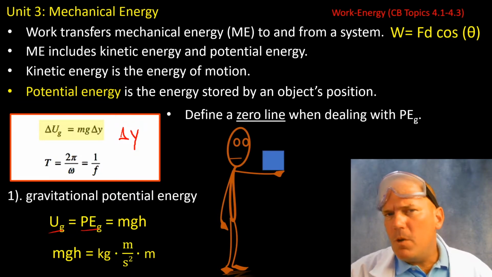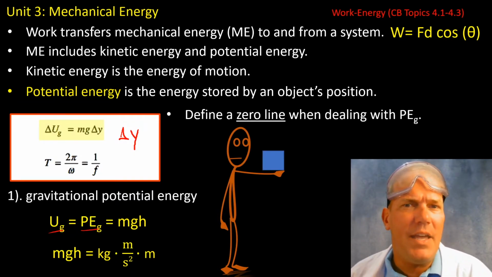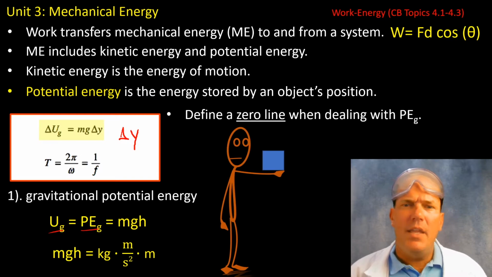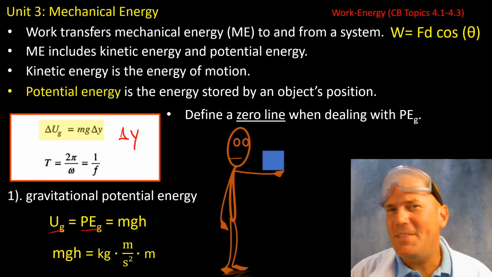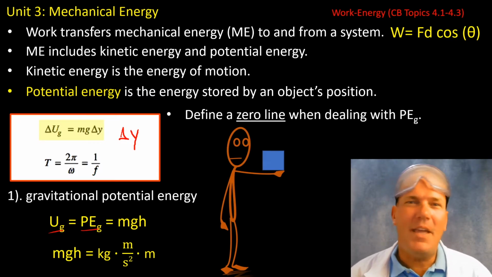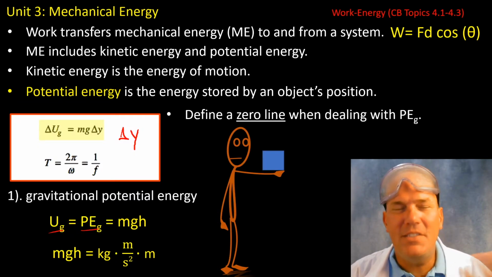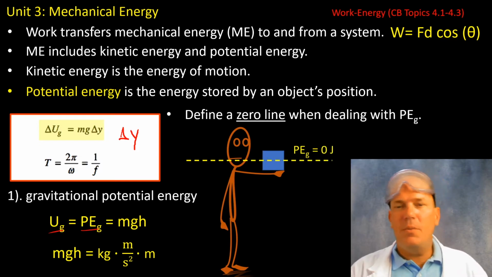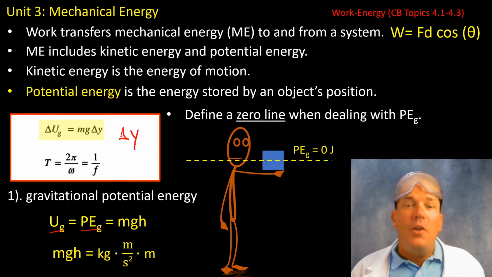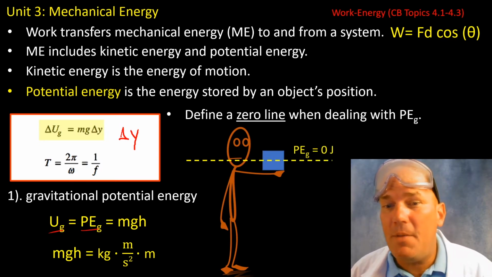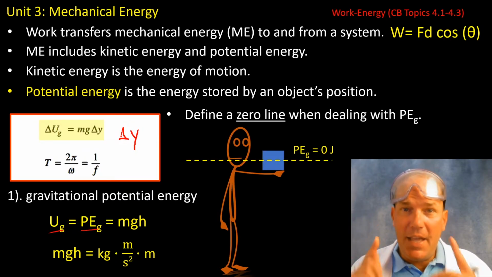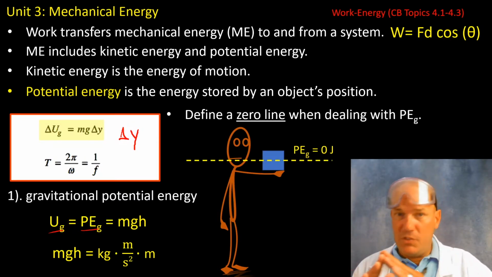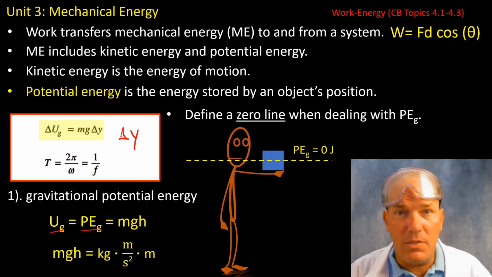And so by working out examples in class, you're going to understand that you have to choose wisely where you put the line to make life easier, to make calculations simpler. So let's say I choose to put the zero line here where Stickman is holding the object. Then that means at that height, there is 0 gravitational potential energy.